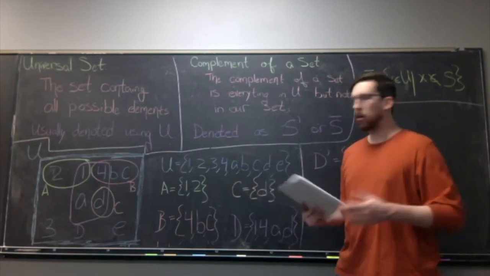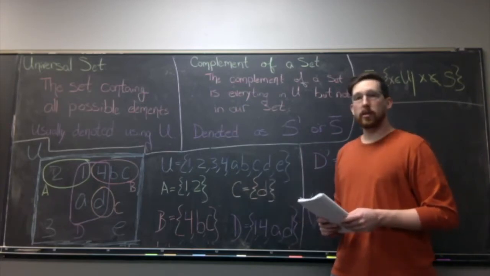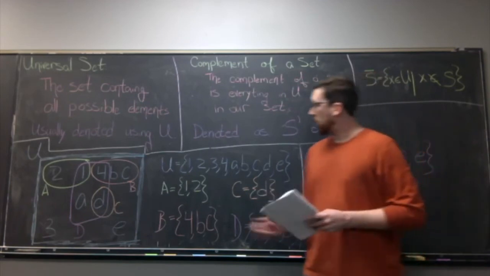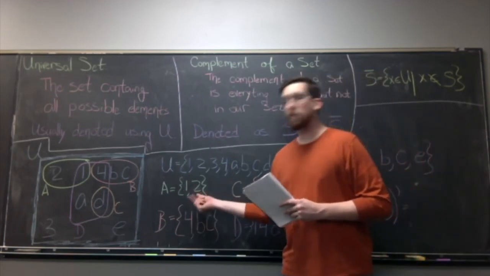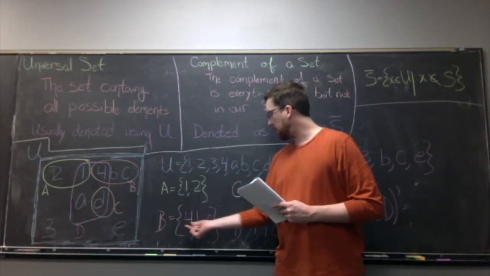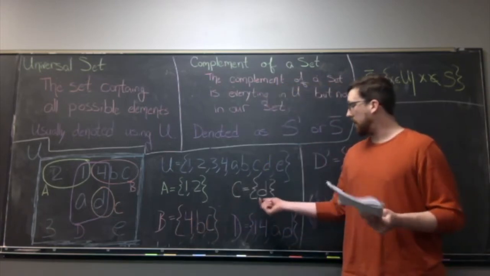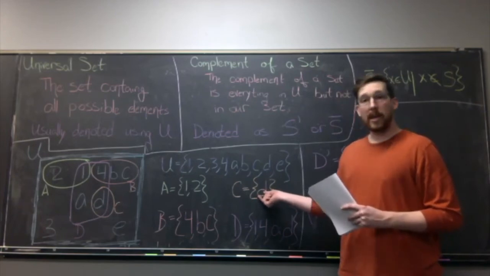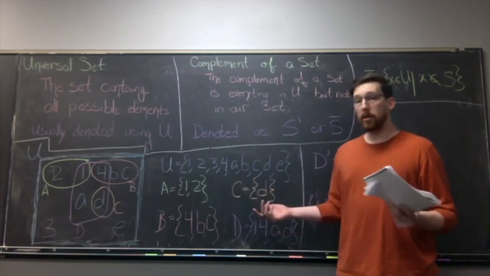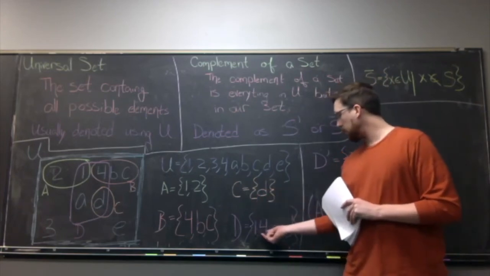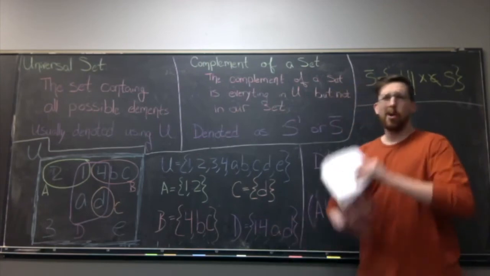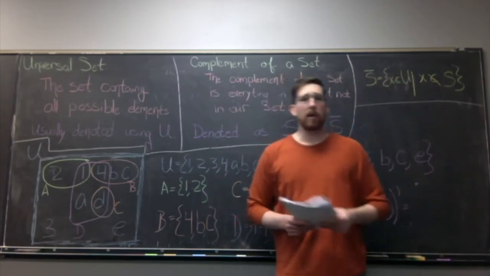So we're going to make sets with this. We can make the set A with the elements 1 and 2. We can make the set B with the elements 4, B, C. We can make the set C with the element D in it. Or we can make the set D with the elements 1, 4, A, D, or any other combination of elements that we like.